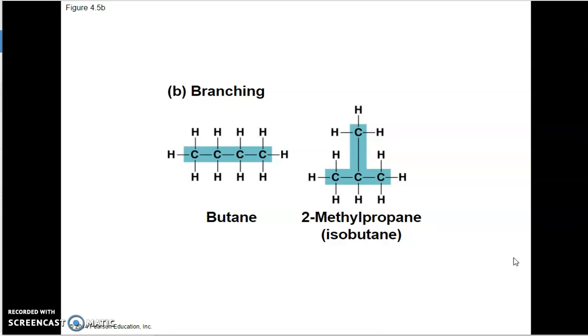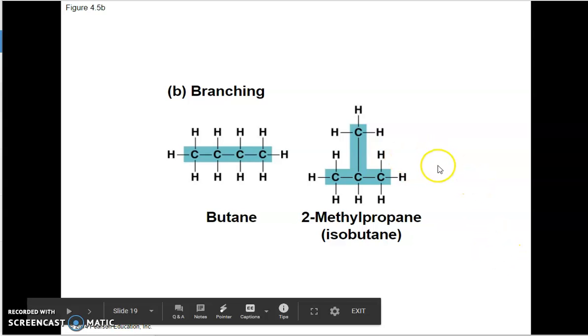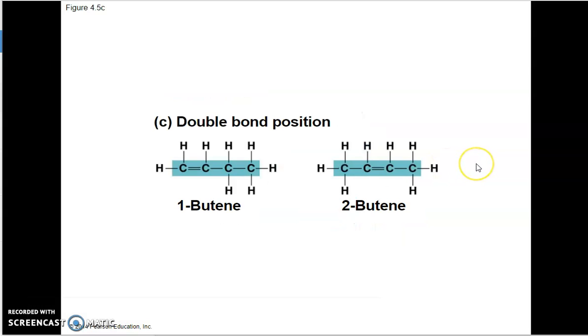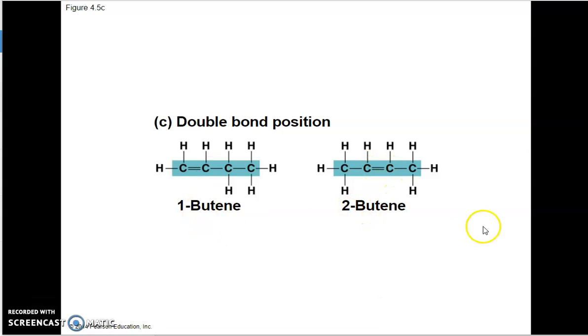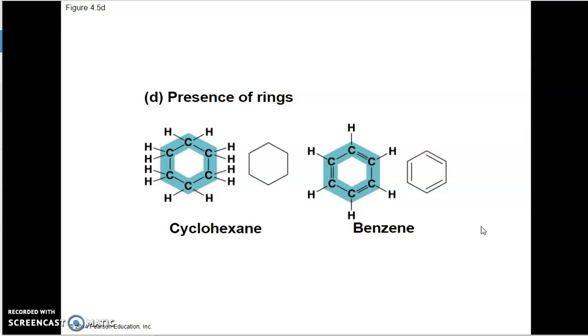In branching, you can see that we have butane, which is a simple straight hydrocarbon, but then there's this 2-methylpropane. We'll look at some examples in class about how we name these crazy looking structures. It's actually pretty simple once we get going. The double bond position: the 1-butene versus the 2-butene, as you can tell, it's between the first carbons or the second carbons. That's where those numbers come from. And then the presence of rings. Those benzene rings are important when you get a little bit further into the organic chemistry world.